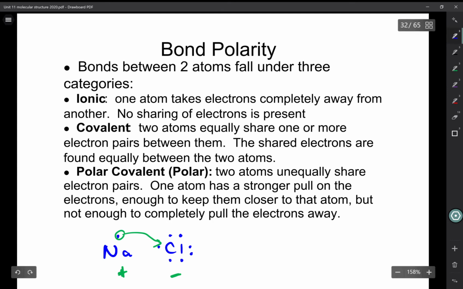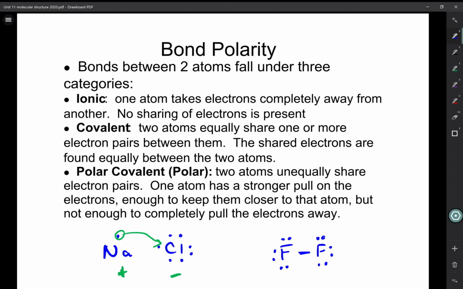Now a covalent, that's where there's equal sharing. So if you have fluorine and another fluorine, okay, one's not giving up electrons to another one, they're just sharing them 100% equally. So that's a covalent bond.